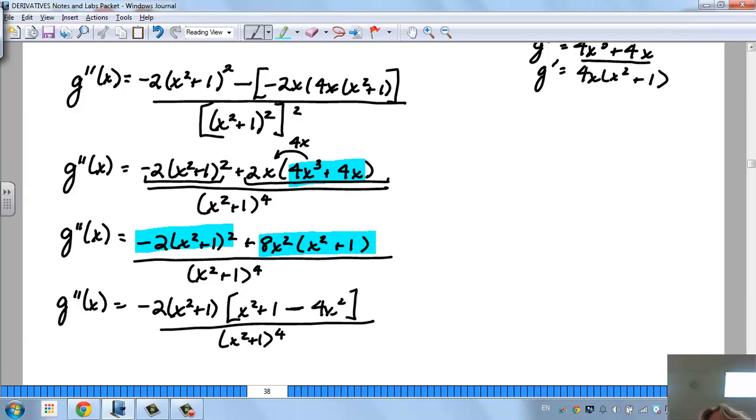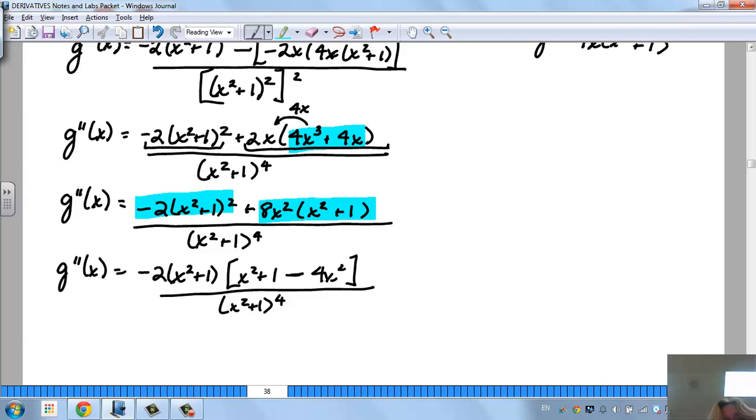Now if you need to go back and redo some of this to see where I'm getting everything, please stop the video and go back. So I want to show you what I did. I took out a negative 2x, x squared plus 1 out of both of these terms, okay? So when I take it out of here, obviously there's only one left. As you see, it's right here, x squared plus 1. Now if I divide this out, because when you factor it out, you're really dividing, this x squared plus 1 over x squared plus 1 is a 1, and then I have 8x squared divided by negative 2 comes out to be a negative 4x squared.